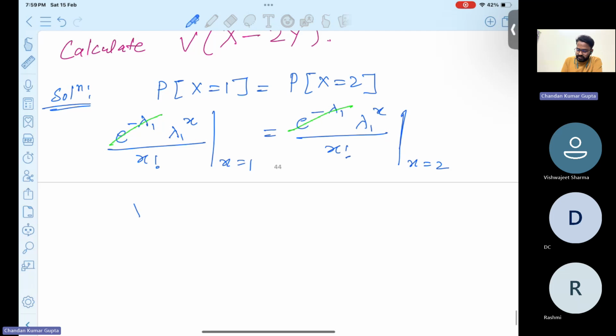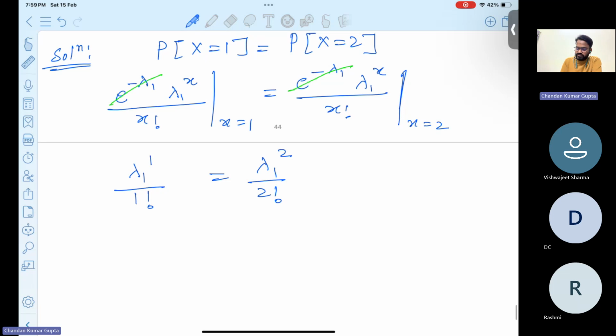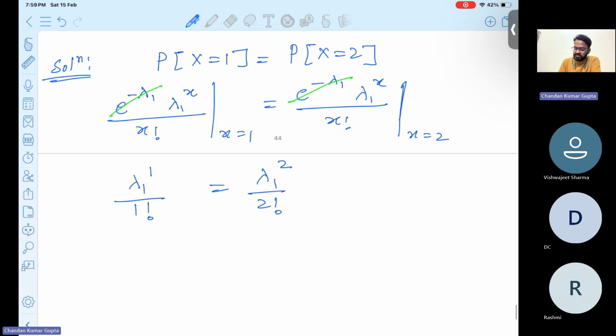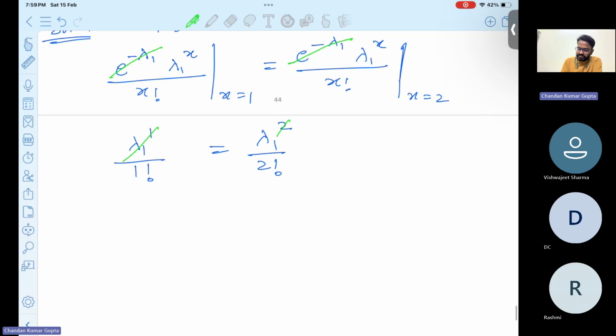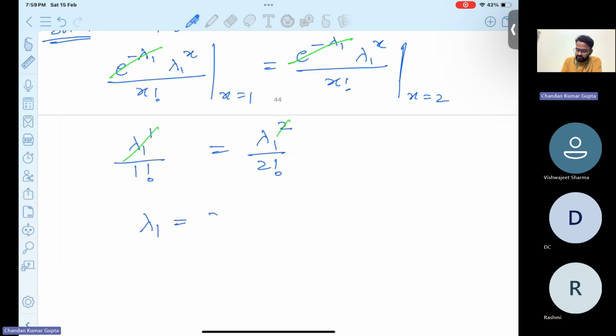Now lambda 1 to the power 1 upon 1 factorial equals lambda 1 to the power 2 upon 2 factorial. 2 factorial equals 2. So after calculating, lambda square is there and lambda is there, so one lambda is also cancelled out. After calculating, we found lambda 1 equal to 2.